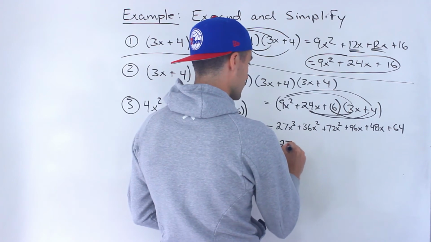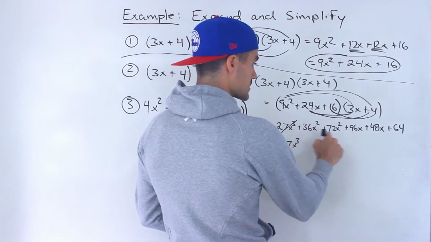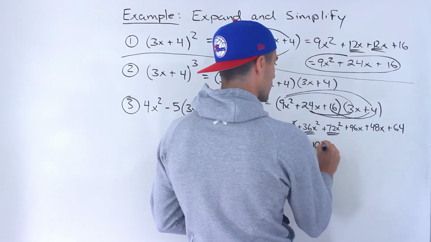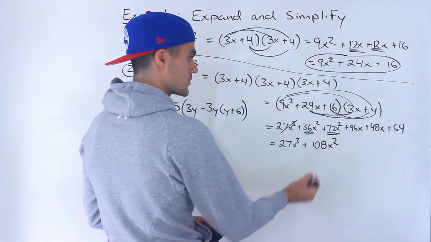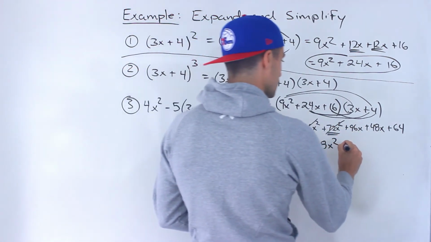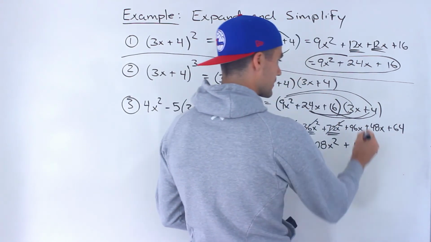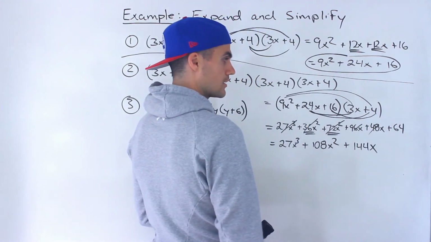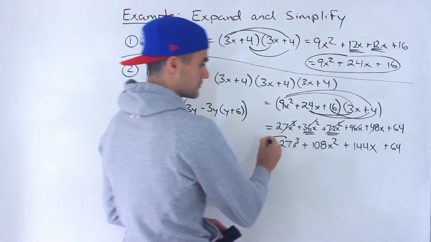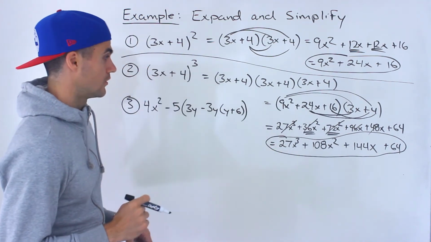So we'll have 27x cubed. Notice there's not another x cubed here, so that's gone. Now 36x squared plus 72x squared, those are the like terms. When we add those up, we end up with 108x squared. Then we'll have 96x plus 48x, which gives us 144x. And then we'll have the 64. Notice here we can't simplify this any further. So that would be the final answer for number 2.